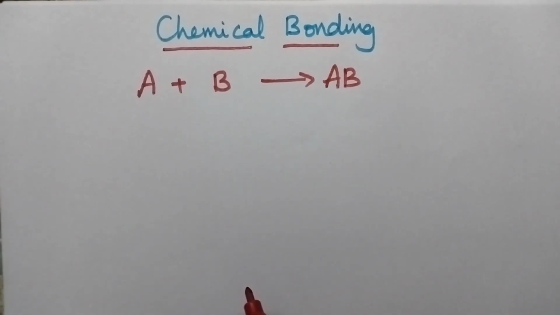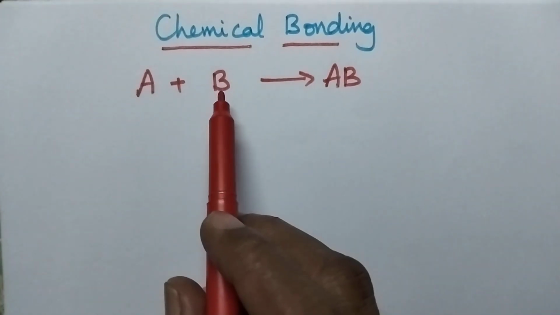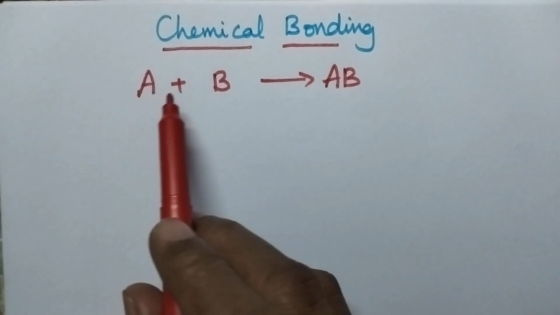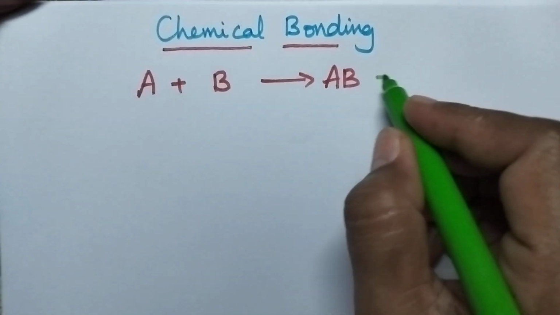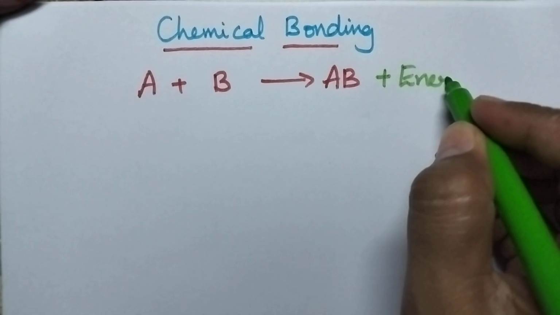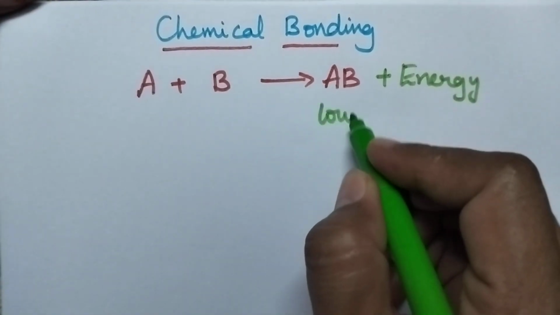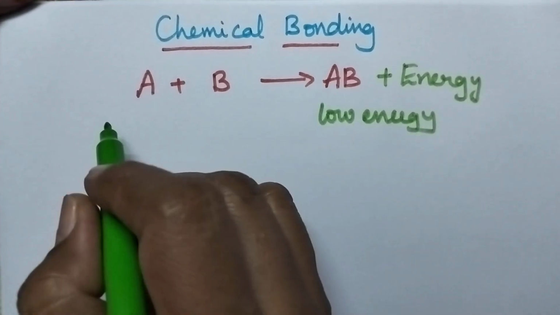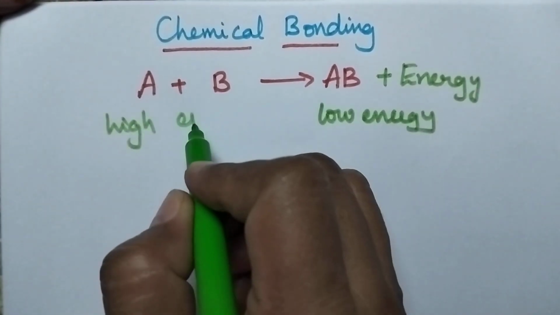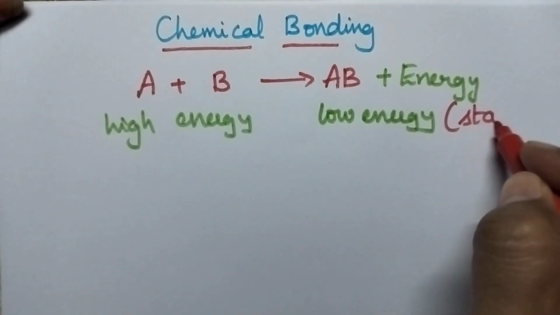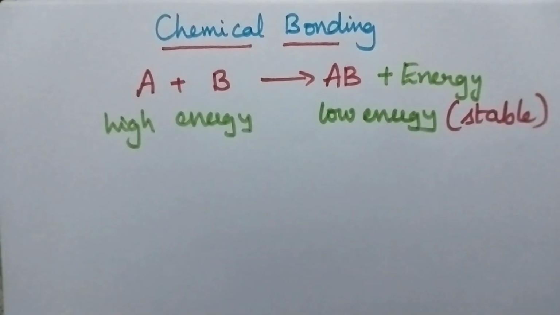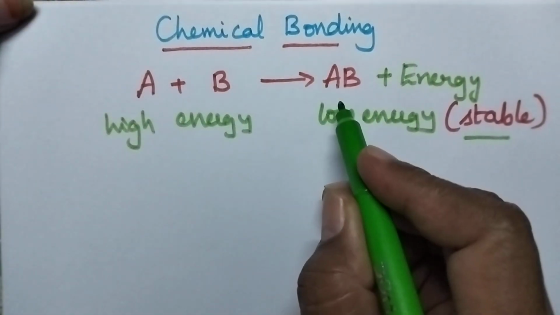In this video, I am going to discuss in detail the basics of chemical bonding. Initially, let us consider two atoms A and B. Initially, the atoms A and B possess high energy. During the formation of the molecule, the energy will be lost. So the molecule will possess low energy, whereas atoms possess high energy. As a result, the molecule is more stable than the corresponding atoms. So in order to attain stability, atoms combine to form the molecule.